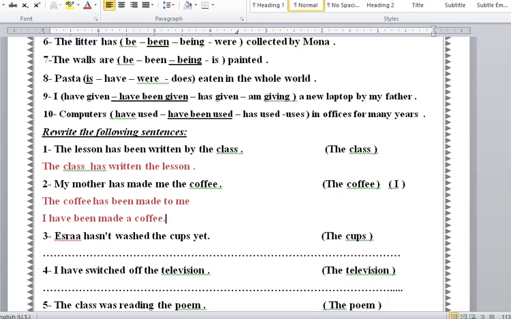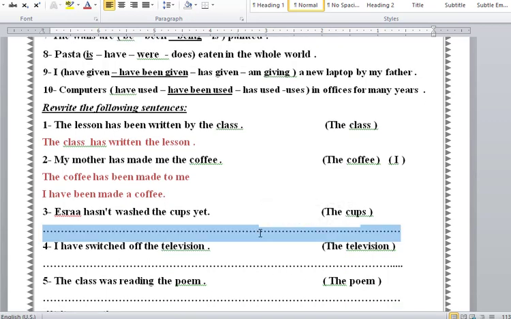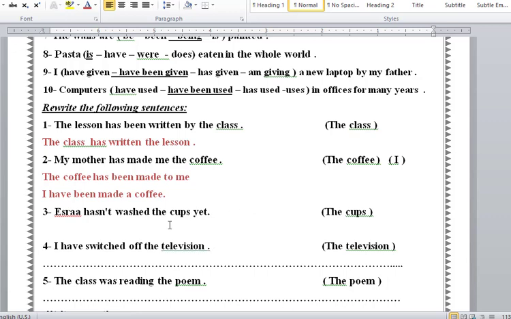Isra hasn't washed the cups yet. Use or start with the cups. So we will turn it from active into passive, and we will start with the object, which is the cups. And have or has? Sure, it will be have been washed. Yeah, I think there's something missing as we have here not, so we have also to add not in the passive form. So the cups haven't been washed yet by Isra or without by Isra. So here we are. This is the answer.